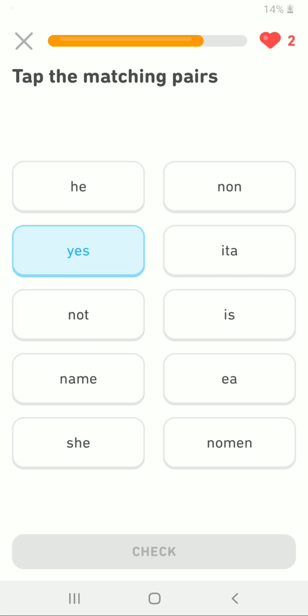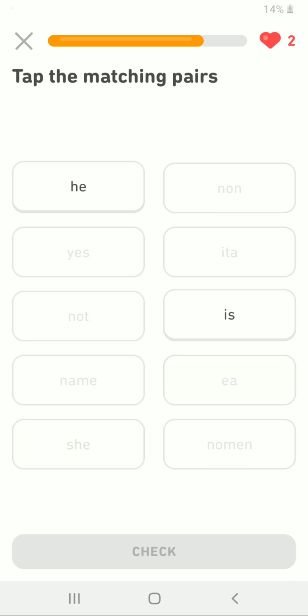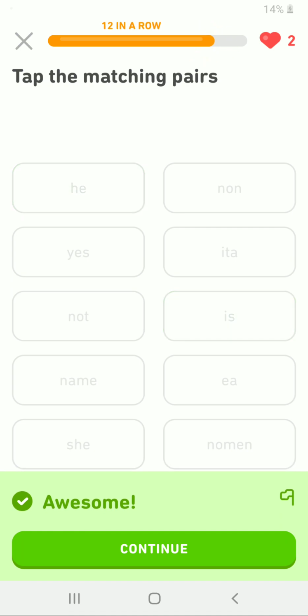I will do what I already know. Yes, it's ita. Not it's non. Name it's nomen. And so she it's ea, and he is is. So now we know.